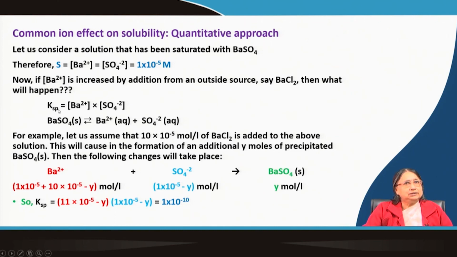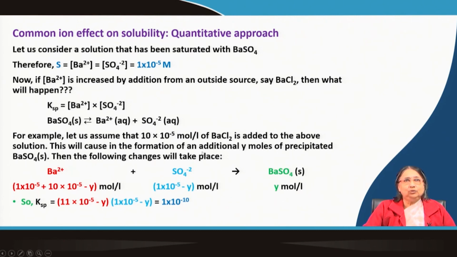Now, Ksp is constant, and it can be given by this expression. This is the equilibrium expression for barium sulphate, this is the equilibrium reaction. Now, what have we done? Let us assume that we have added barium chloride in this concentration: 10 into 10 to the minus 5 moles per liter is added to the above solution. This will cause the formation of an additional Y moles of precipitated barium sulphate.